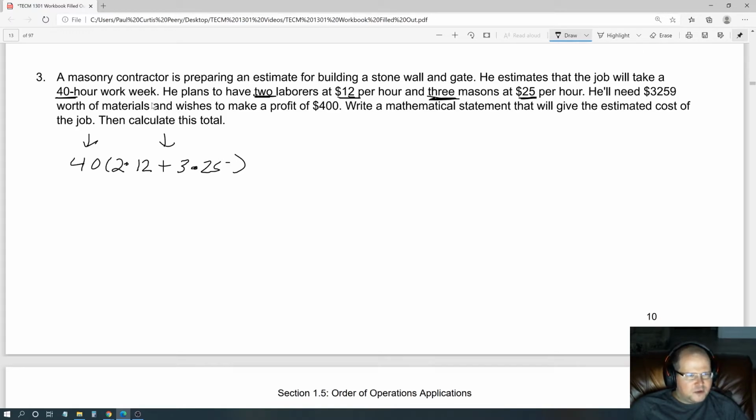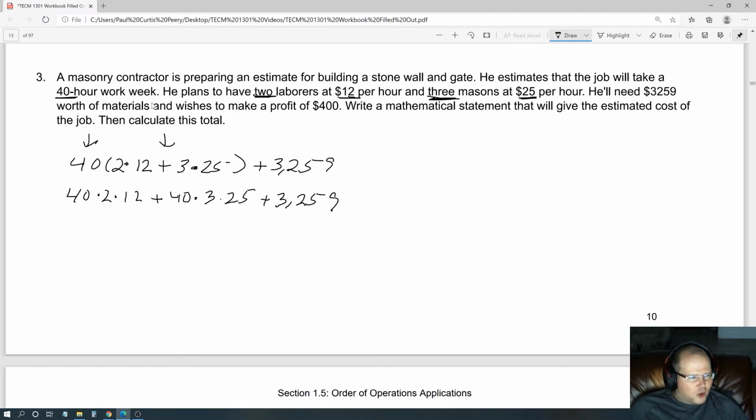Okay. Now, if you just wanted to separate this into 40 hours times 2 laborers times 12 plus 40 hours times 3 masons times 25, that's true too. That's fine, right? Now, once you figure out the labor cost, you want to add in the material cost to find out the total cost of this job. So then you're going to add in the $3,259, right? So that's the labor cost over here, okay?